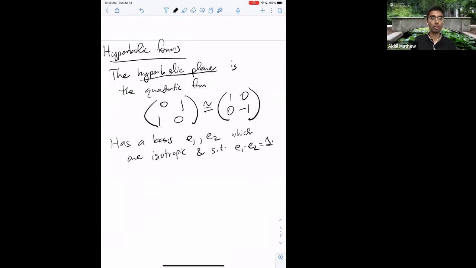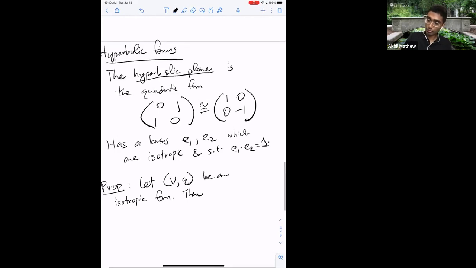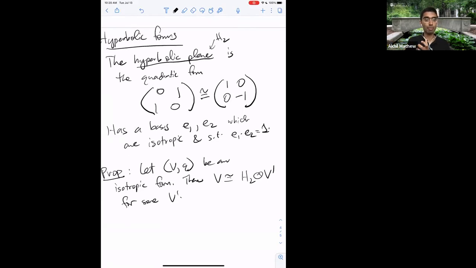One of the basic reasons this is so fundamental is the following proposition. If V is any quadratic form over F which is isotropic, then you can always split off a copy of the hyperbolic plane. Then V is isomorphic to a hyperbolic plane direct sum V prime for some smaller quadratic form V prime. I'll call the hyperbolic plane H2. So whenever you have an isotropic form, you can always split off a copy of the hyperbolic plane and some smaller form. In fact, by the Witt cancellation theorem, this V prime is actually determined up to isomorphism.